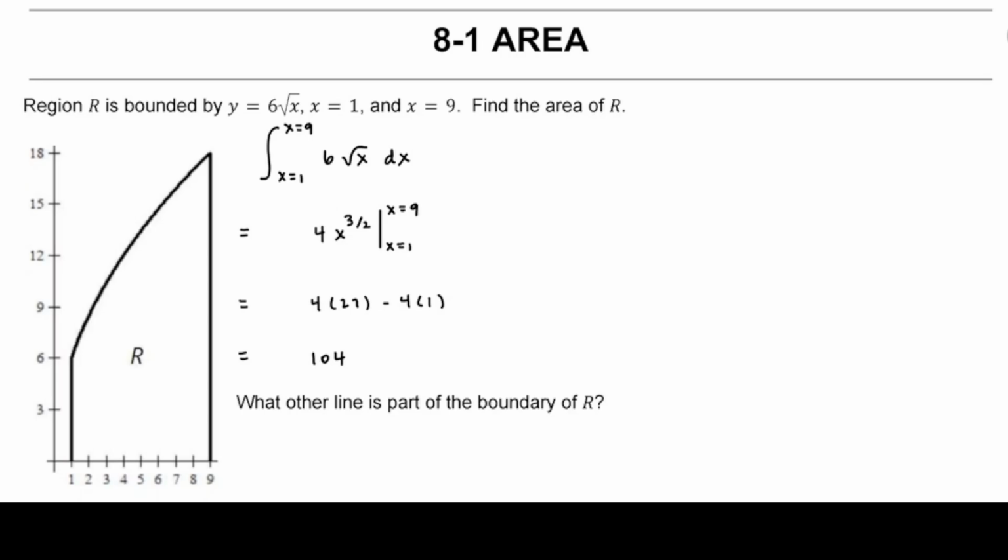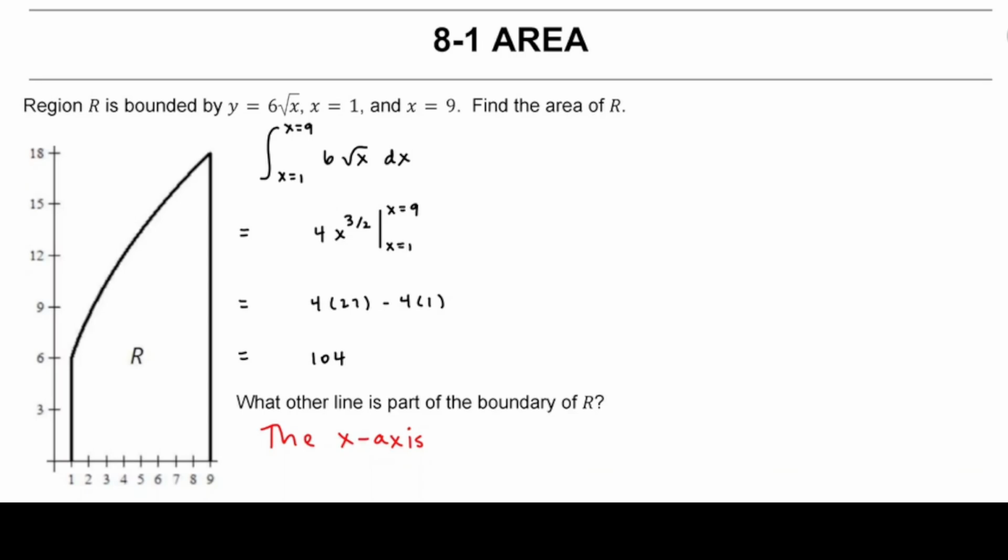Okay, but if we look at this more closely, and I ask what other line is part of the boundary of R, we see that, okay, we've got those two vertical lines, the curve y equals 6 square root x, but we've got a bottom of this region as well, the x-axis. And that's kind of what we had said at the beginning when we started to integrate. It was like, okay, the integral represents the amount of area between the curve and the x-axis. Okay, so really our question today is, what if the bottom of the region wasn't the x-axis?